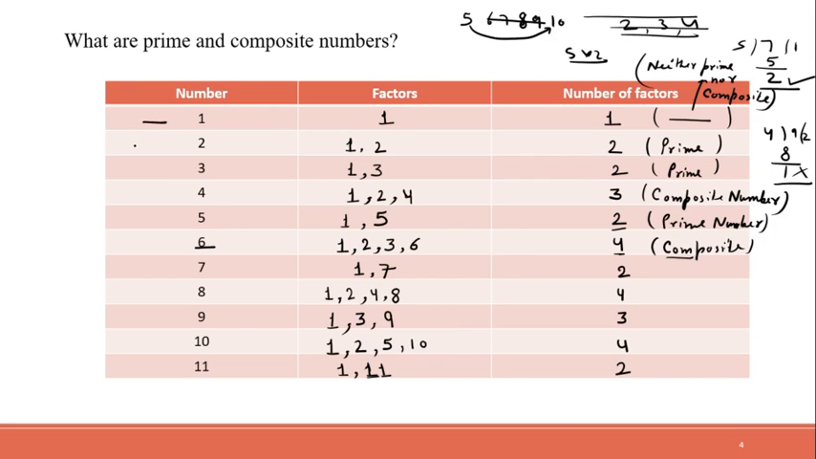It is neither prime nor composite. It is prime because it is having number of factors 2. Then this 3 will also be a prime number because it is having number of factors 2 only. Then 4 has 3 factors, so it is a composite number. Composite, right? Then this 5 is having only 2 factors, so it is a prime number. Then 6 is having 4 factors, so it is composite.